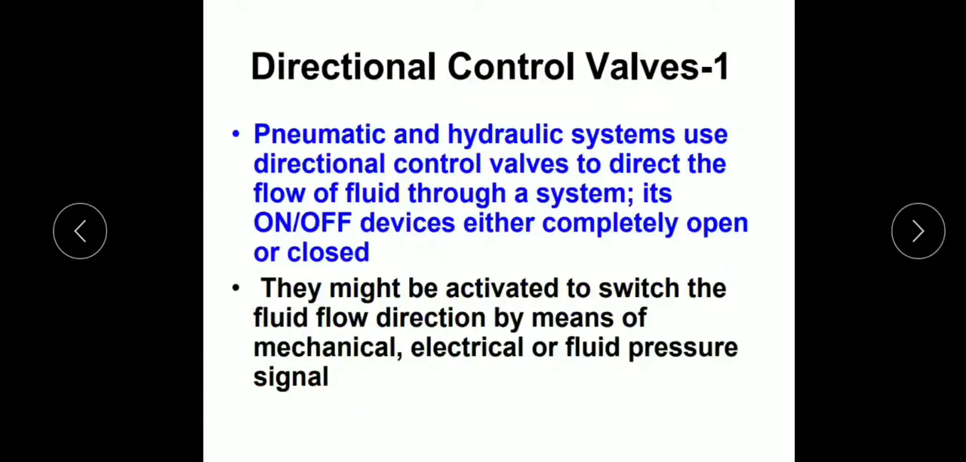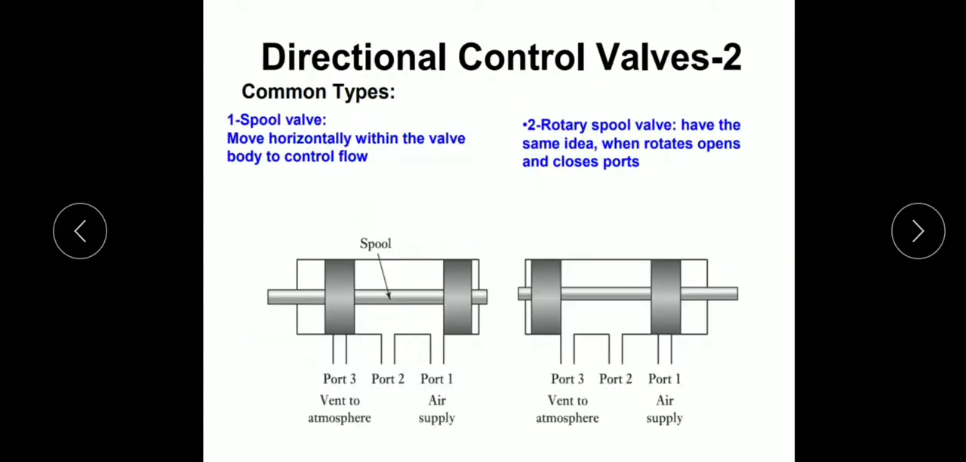In pneumatic or hydraulic systems, we use a direction control valve to direct the fluid flow. It's an on-off device, either completely open or completely closed, and it might be activated, switching the fluid flow direction, by means of a mechanical, electrical or fluid pressure signal. So a direction control valve is used for directing the fluid flow into the system and returning the flow to the reservoir. The main types of direction control valve are the spool valve and the rotary spool valve.